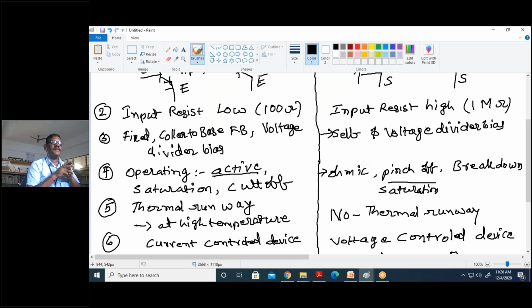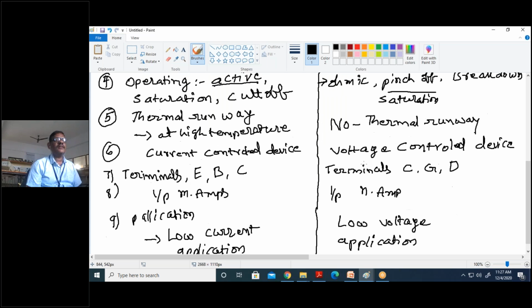And the sixth point, BJT is called current controlled device because output current is controlled by input current. So BJT is called current controlled device, and in JFET output current is controlled by input voltage. That's why JFET is called voltage controlled device.